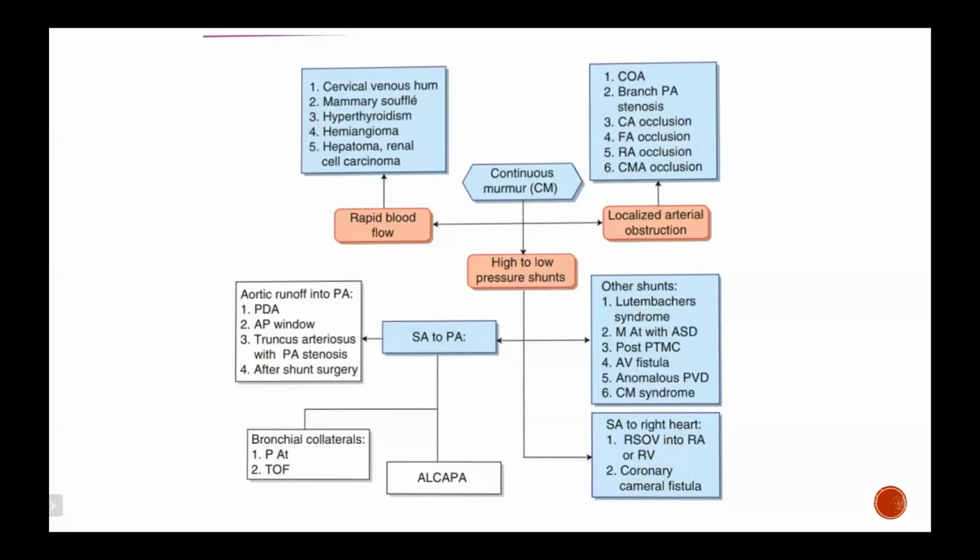Third is if you have a localized arterial obstruction, like for example in coarctation of aorta or any form of obstruction in the artery, again a murmur will be generated and that will be present throughout systole as well as diastole.